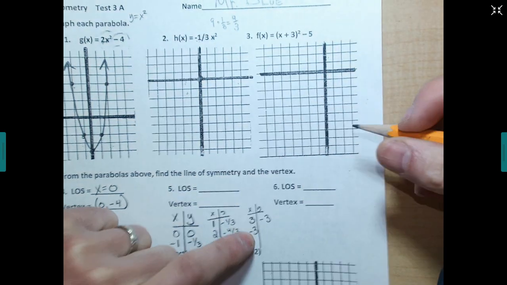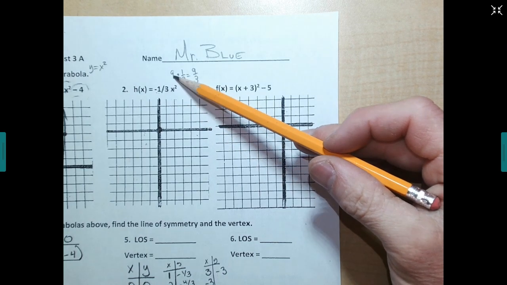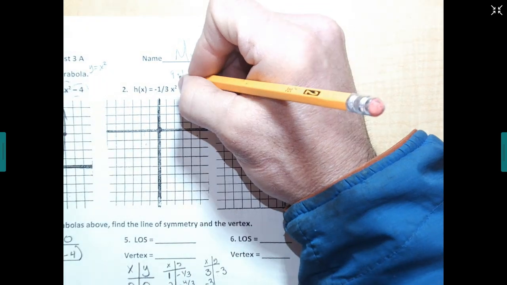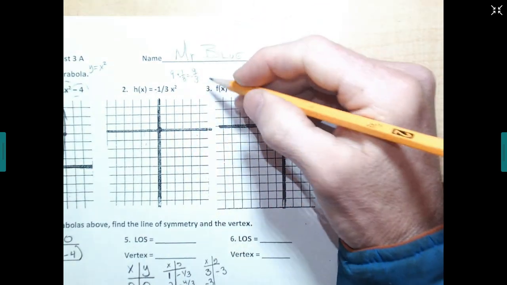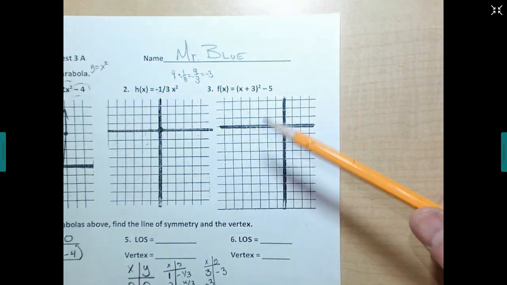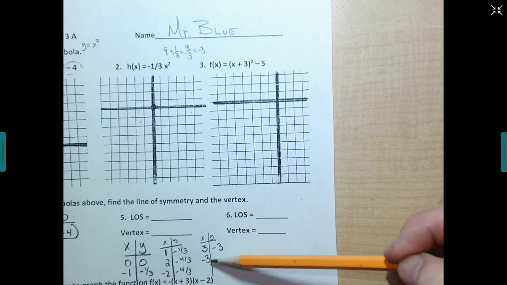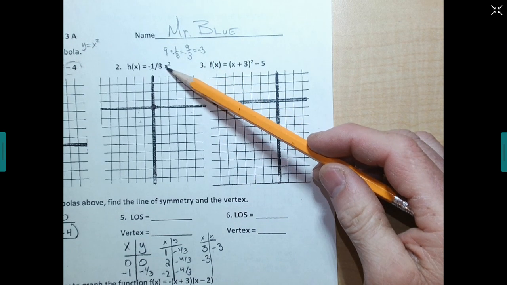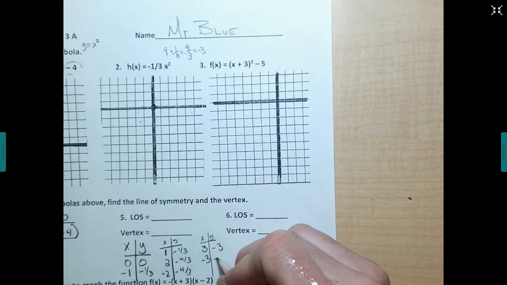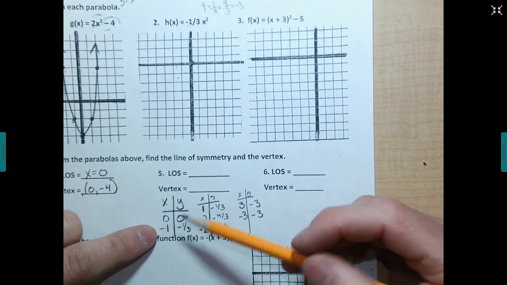Can you see that? Sorry, it got a little bright. 3 squared is 9. 9 times 1/3, oops, it's negative 1/3, is negative 9/3. Negative 9/3 is negative 3. So that's the negative 3 that I got here. If I plug negative 3 in also, negative 3 times negative 3 is a positive 9, so I'm going to get the same answer. So negative 3 gives me negative 3. So now let's plot these points.